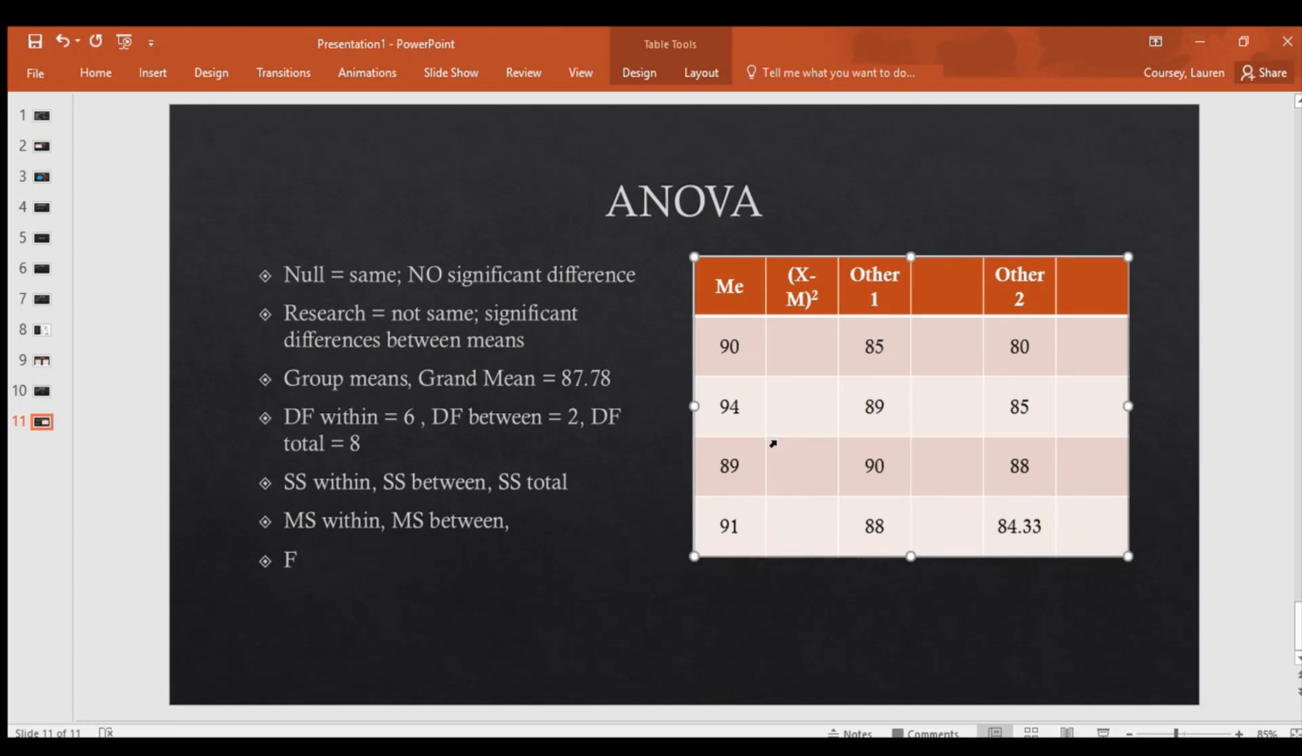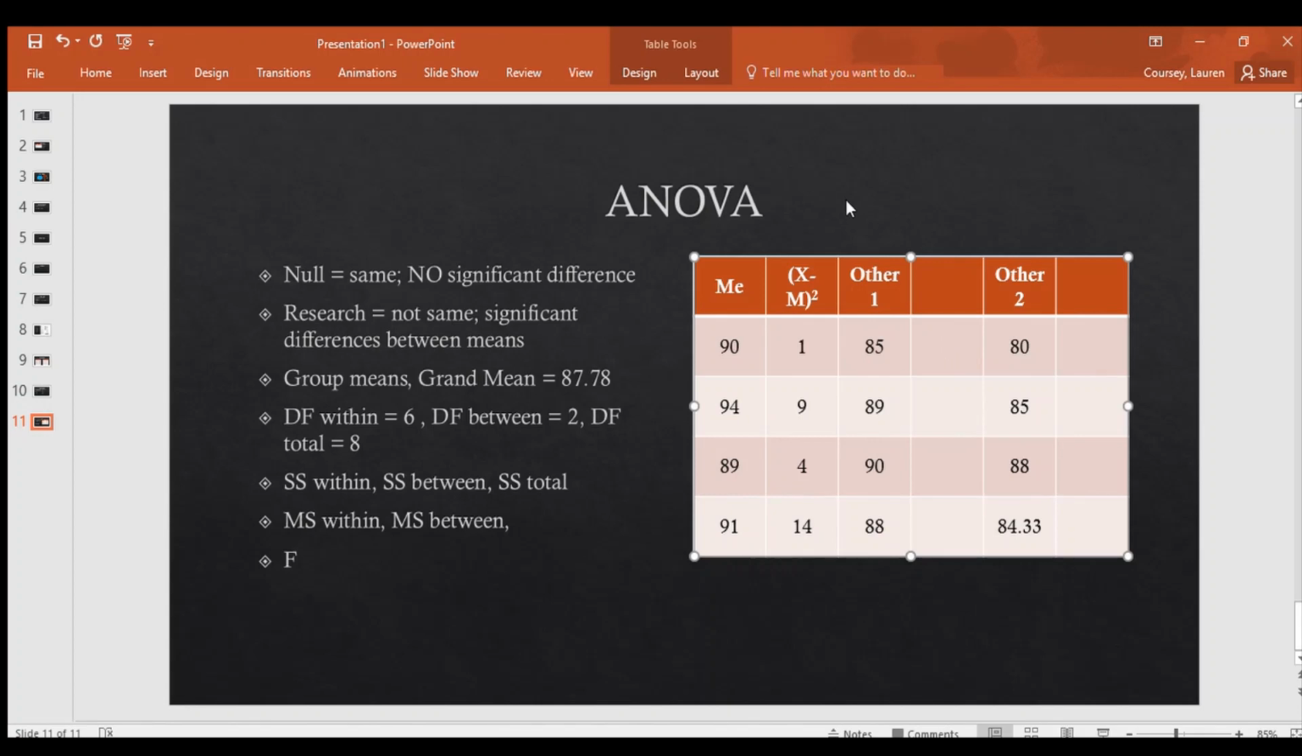So I take each of these values within the group and subtract the group mean. So I take 90 minus 91 and square that, which would give us 1. 94 minus 91 squared would give us 9. And finally, 89 minus 91 squared would give us 4. And then we're going to sum all of that together for that group. So that would give us a sum of 14 for that group.